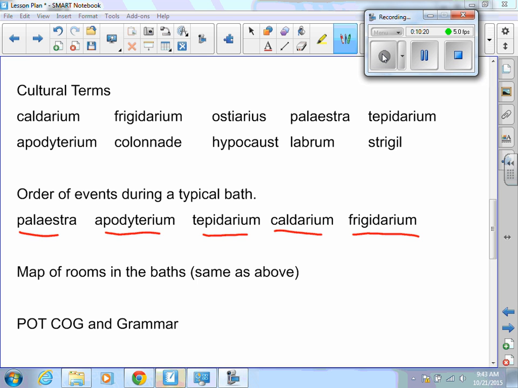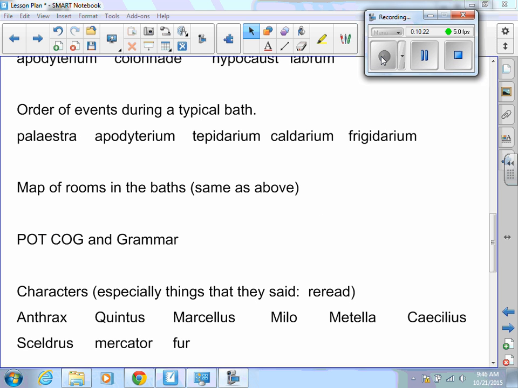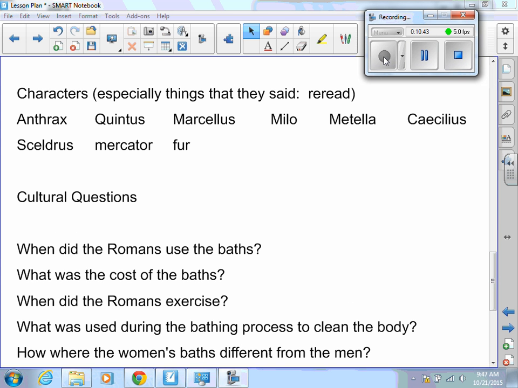Also, make sure that you're aware of the map of the rooms in the baths. You can find that on page 158 in your book. I'll do one later on with you. Know the person, number, and tense of verbs, and the case, number, and gender of nouns as well. You're going to have to know the characters from the stories. You're going to have to remember who Anthrax, Quintus, Marcellus, Milo, Metella, Caecilius, Skeldrus, Mercator, and Fur are. You're going to have to remember some of the things that they said.